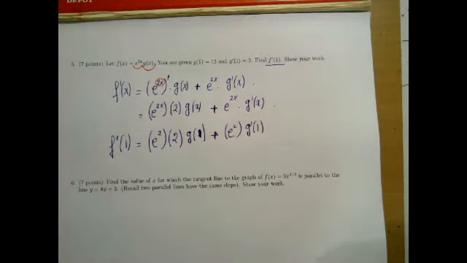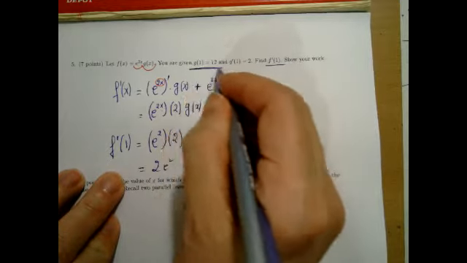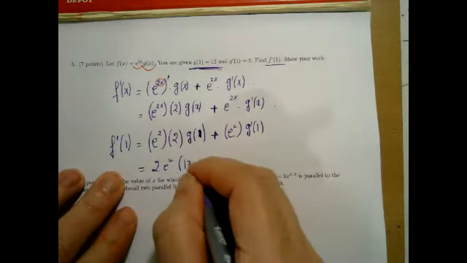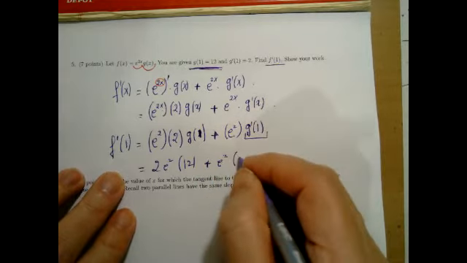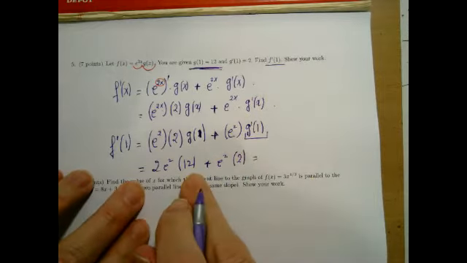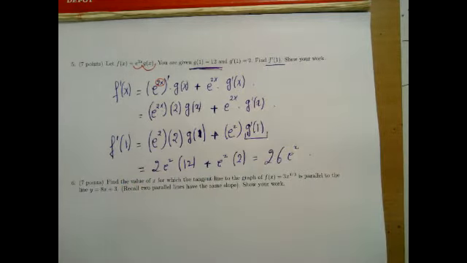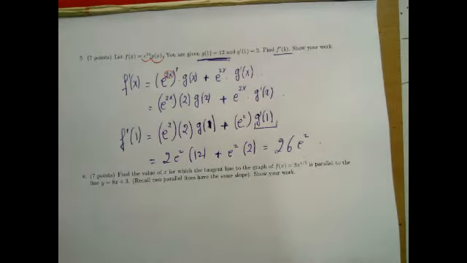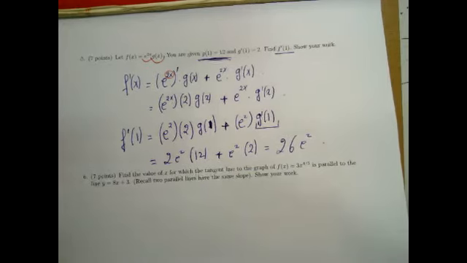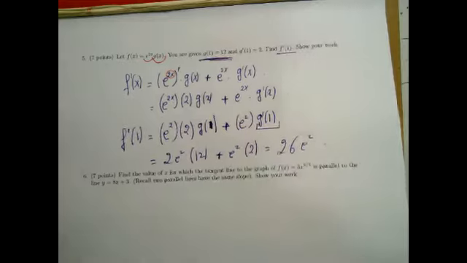And now that's where I gave you a bunch of information. So now let us substitute. I will get 2e squared, g of 1 is 12, so times 12, plus e squared, and g prime of 1 is 2. And then I will get 24 from here and 2 from here. I will get 26e squared. End of the problem. So go over it. My memory is that a lot of you messed up. Mainly they messed up in using the product rule. They were forgetting about the product rule.